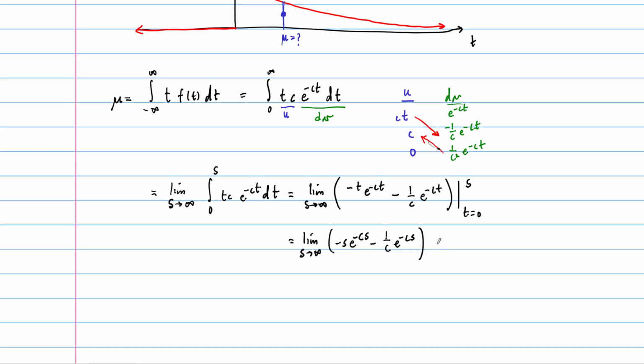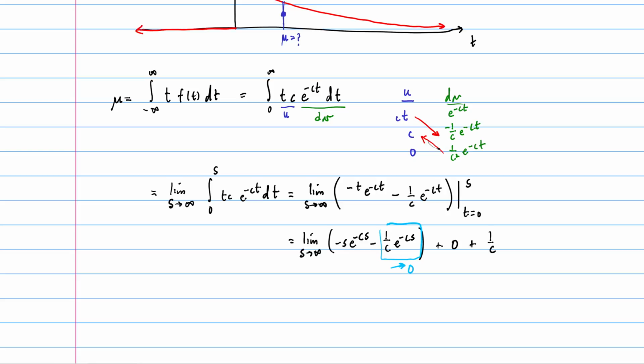We're going to plug in 0. So plus 0, when t is 0, this one's 0. Plus, again, we're subtracting, right? So plus 1 over c e to the 0. So that's 1 over c. All right? We know what happens to some of this. So this portion, 1 over c is a constant, right? As s goes to infinity, c is positive, so this approaches 0. So that one's going to be gone.